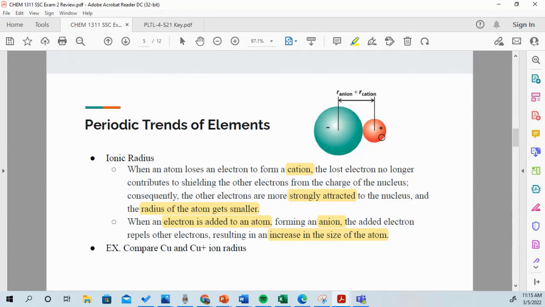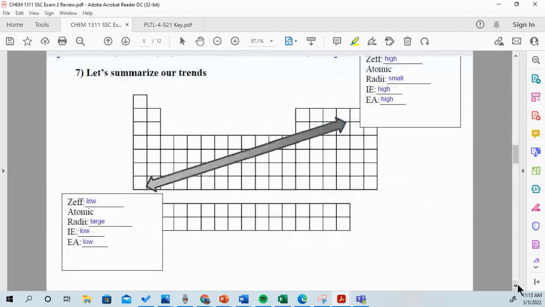The more electrons that you remove, the greater attraction there is with the positive charge nucleus. So the cation is actually going to be much smaller than a neutral atom or an anion. So knowing that, which one is smaller, Cu or Cu+? Cu+, right? So why is that? Because for Cu+, there's a loss of an electron, there's greater effective nuclear charge, thus greater attraction, thus the ionic radius is smaller.